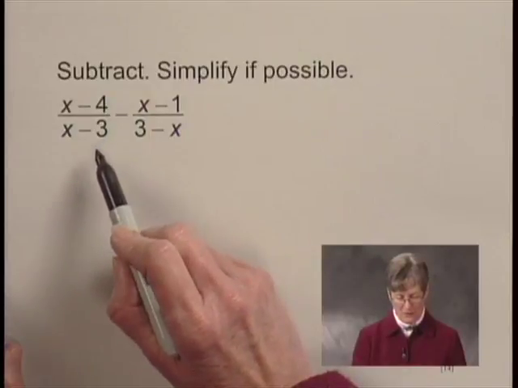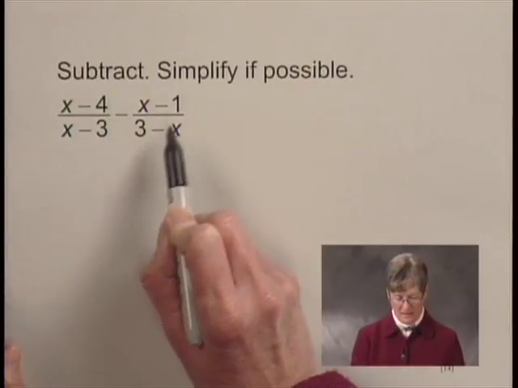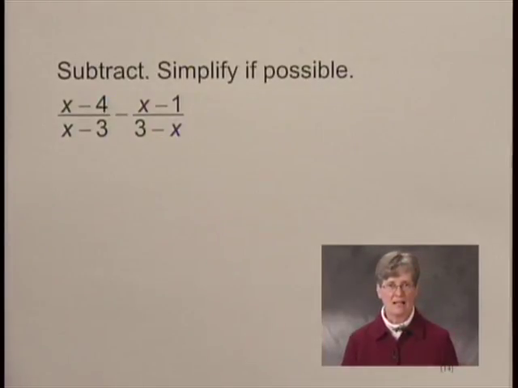We'll subtract rational expressions and then we'll simplify if possible. We have (x - 4)/(x - 3) minus (x - 1)/(3 - x).